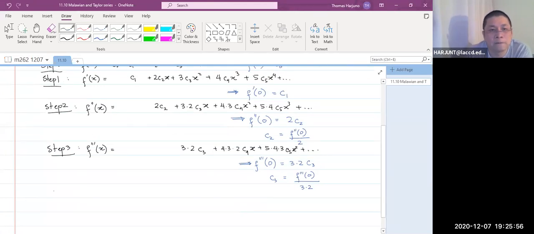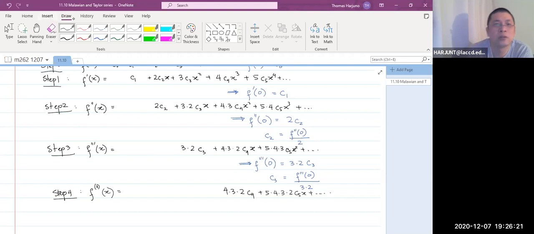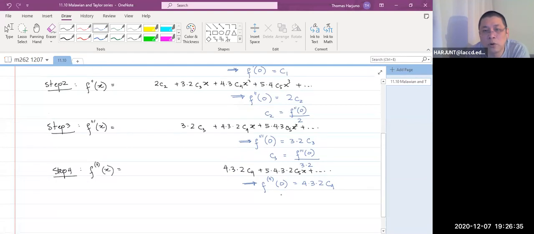Step 4. So I keep on doing this because I want to see the pattern. When I do the fourth derivative, I will get 4 times 3 times 2c4 plus 5 times 4 times 3 times 2c5 x, so on and so forth, setting x equals to 0. So the fourth derivative at 0 equals 4 times 3 times 2c4. So the coefficient for x to the fourth is the fourth derivative of the function divided by 4 times 3 times 2.